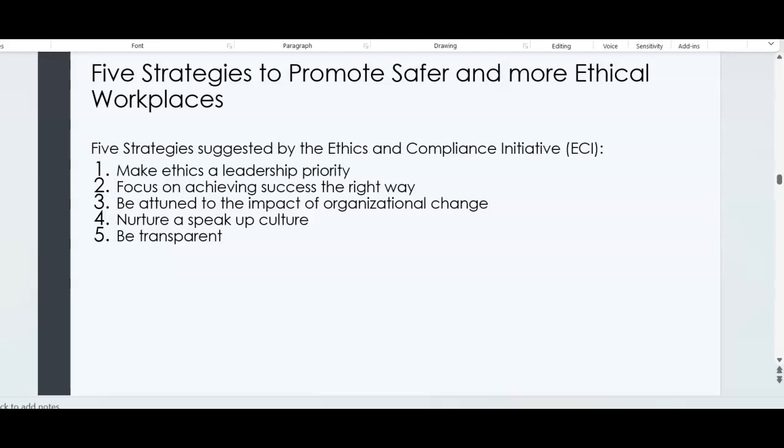Being attuned to the impact of organizational change: ethics and moral standards are also continuing to evolve. So it's important that workplaces and managers understand the viewpoints of their employees.